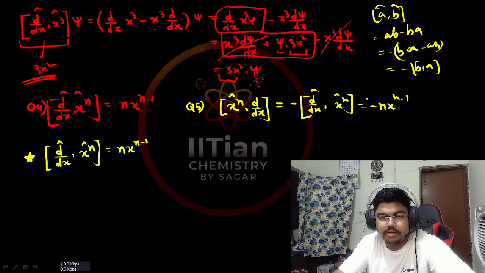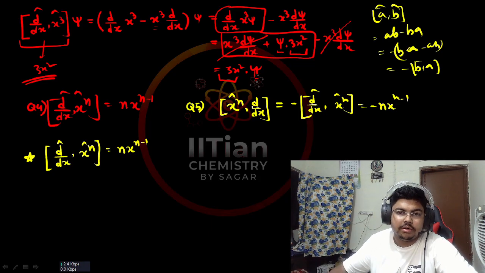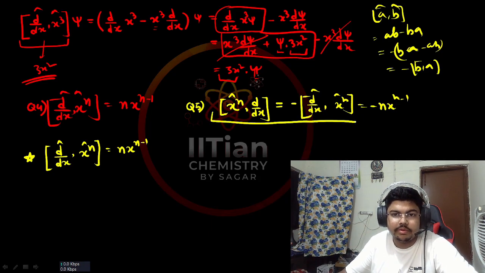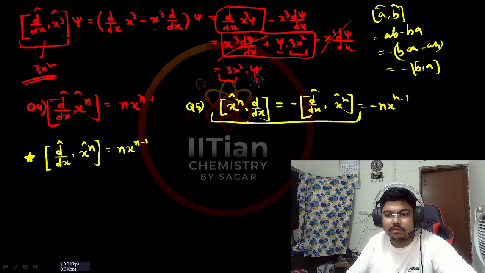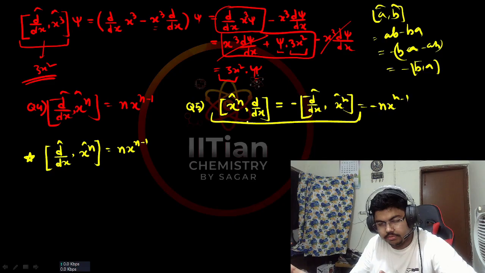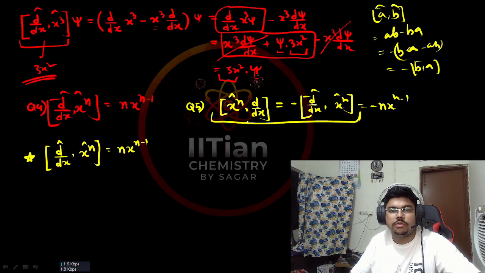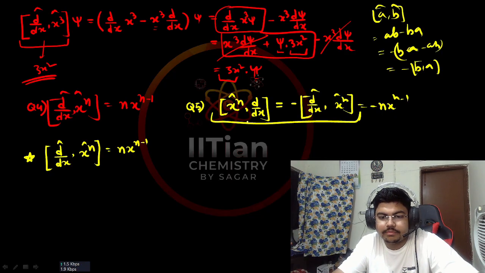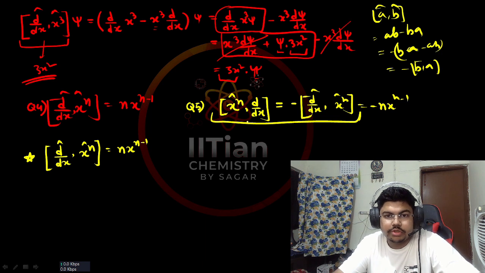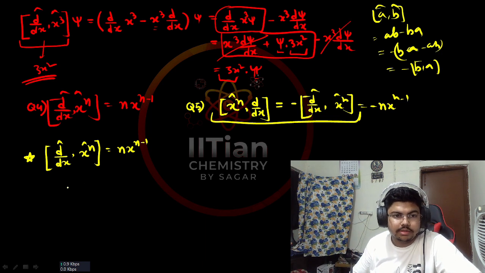Clear? What is this property called? Answer me. The property of asymmetry or antisymmetry. You can call it asymmetry or antisymmetry. So this is due to the antisymmetric property of the commutator. Okay. There are a few questions. We will be solving them later in the next class.